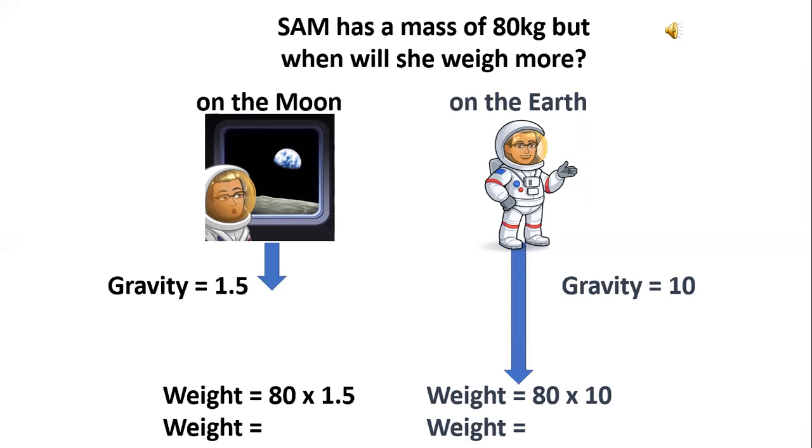So obviously gravity is bigger on Earth. Going back to that yellow equation, weight equals 80 times 10. Where did I get that from? 80 kg, that's my mass, times the gravity, which we know is 10. However, for the moon, it's 80, remember my mass isn't going to change, times the gravity strength, which is 1.5 in this situation. What's the answer? 120 newtons on the moon, however, 800 newtons on the Earth.